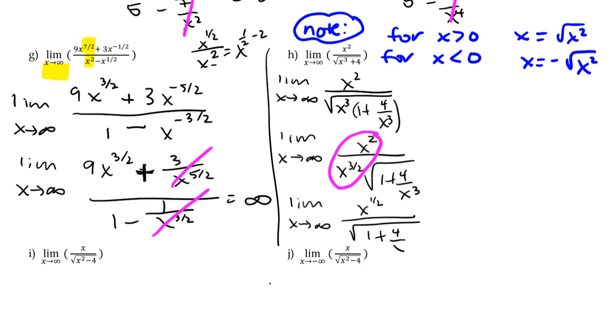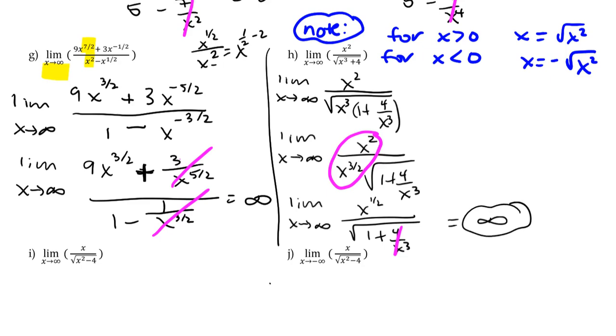Now remember, x is getting huge, guys. As x gets huge, 4 over huge is 0. 1 plus 0 is 1. Square root of 1 is 1. So now I essentially just have this. So think of the function x to the half. As x gets big, so does x to the half, and we end up with infinity as our answer.